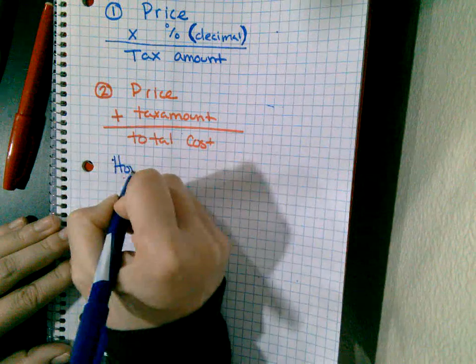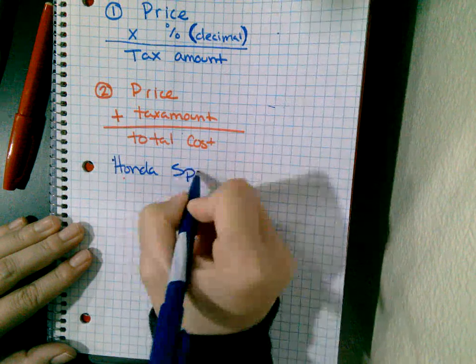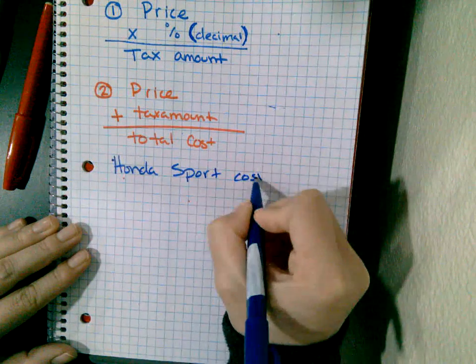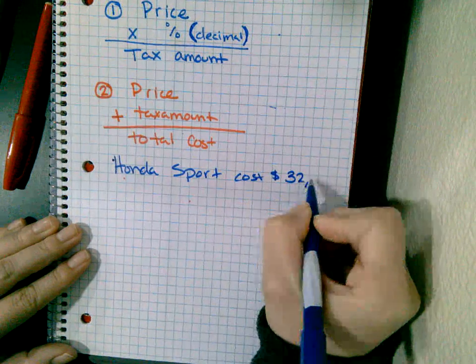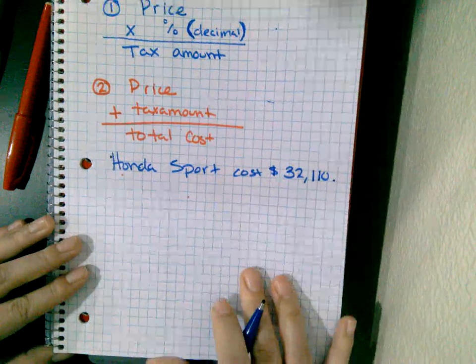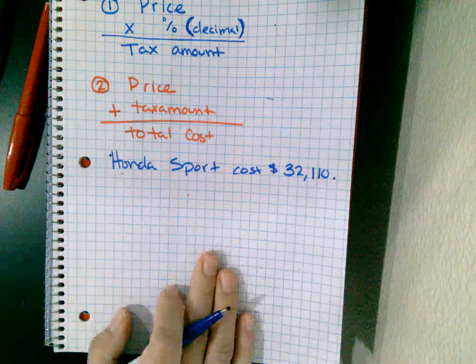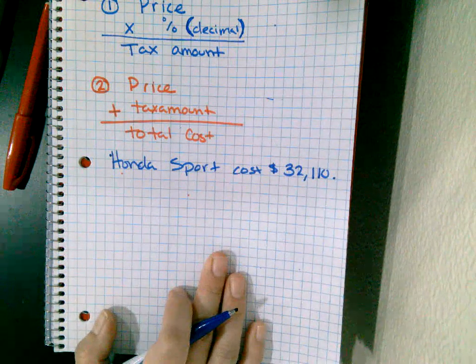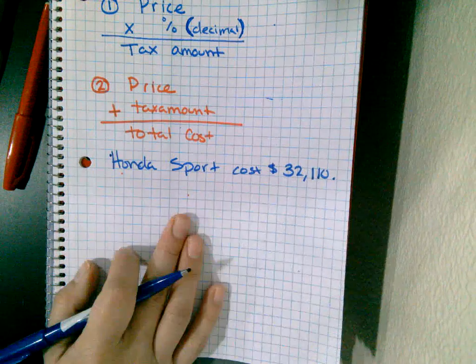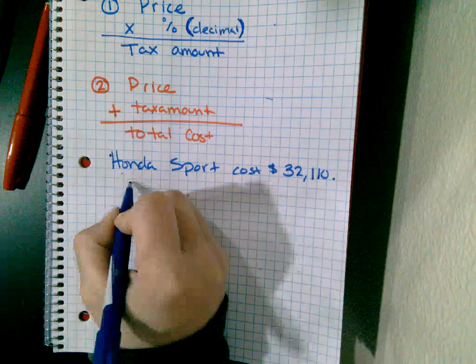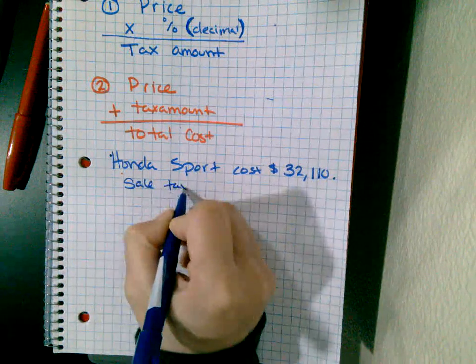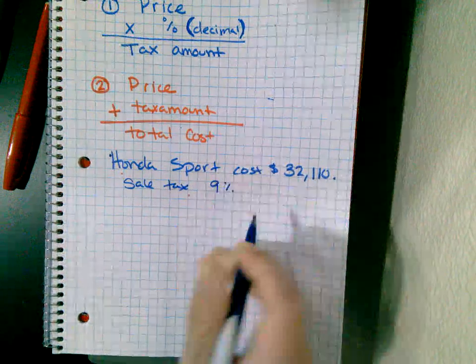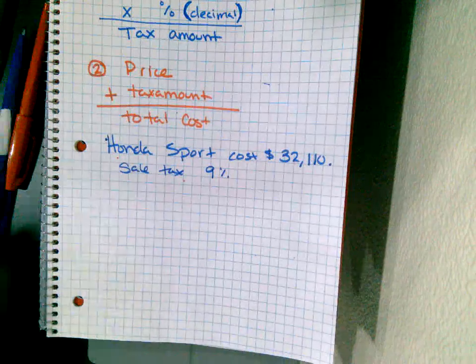Okay, so the Honda Sport cost $32,110 if I remember correctly. Now let's say I go to the Honda Center in Santa Ana, right? Okay, I want this car, cool. Well, the sales tax in Santa Ana is about 9.25. So we're gonna say that the sales tax is 9%, so it's easier for us to work with.